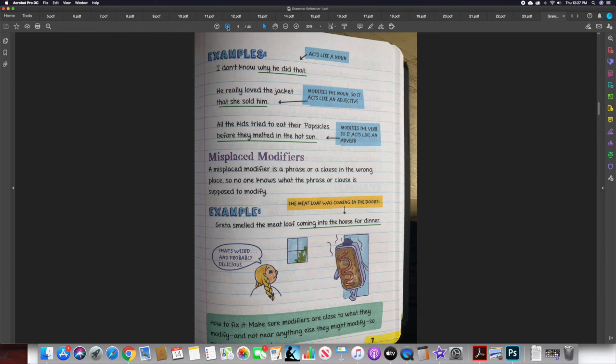A misplaced modifier is a phrase or clause in the wrong place, so no one knows what the phrase or clause is supposed to modify. This is what I was talking about being confusing. You didn't know what you were talking about. This is part of the ACT.